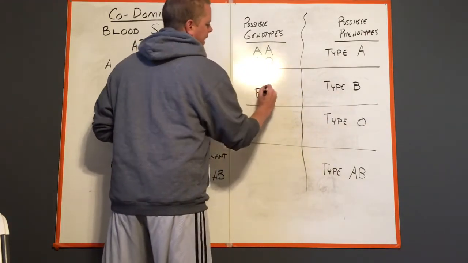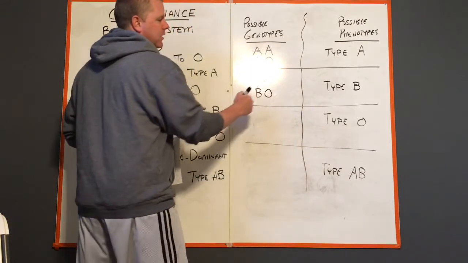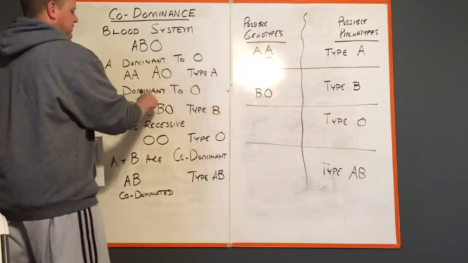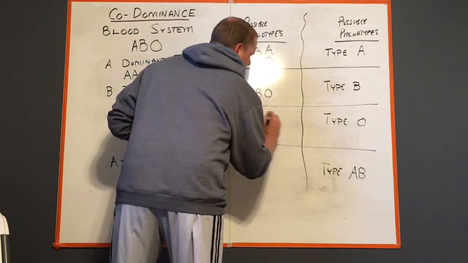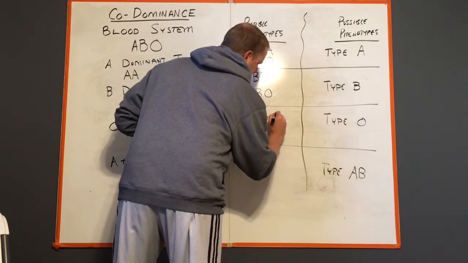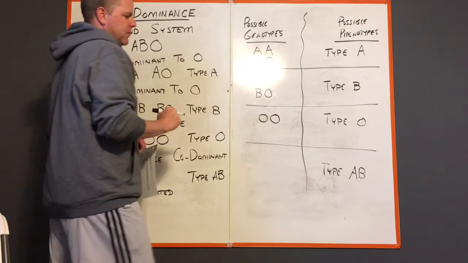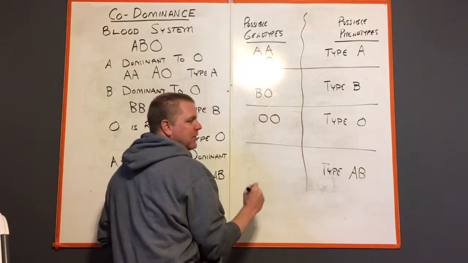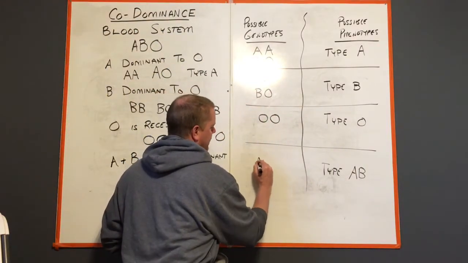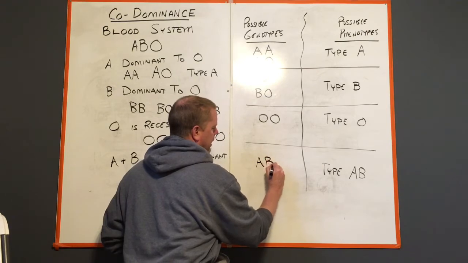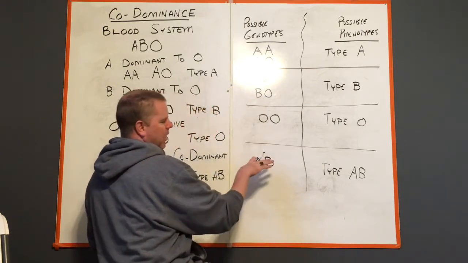Type B from one parent, type O from the second parent, you'd still have type B because B is dominant to O. The only way to have type O blood is to get an O from both parents. And likewise, in order to be type AB blood, you would have had to get an A and a B. Now, we always say it's AB, okay?